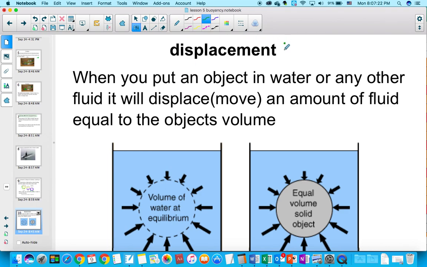Displacement, another word you need to know. Displacement is described as when you put an object in water or any other fluid, it will displace or move an amount of fluid equal to the object's volume. That's a lot of words. So, simply put, if you put an object in a liquid, in water, the amount of water that's pushed away from the object you put in is equal to its volume.